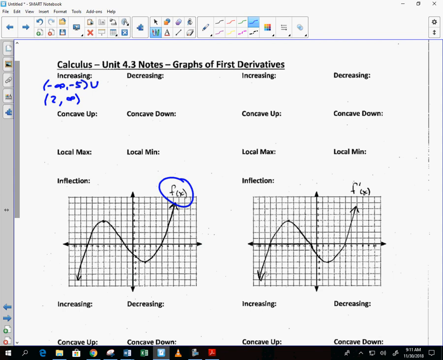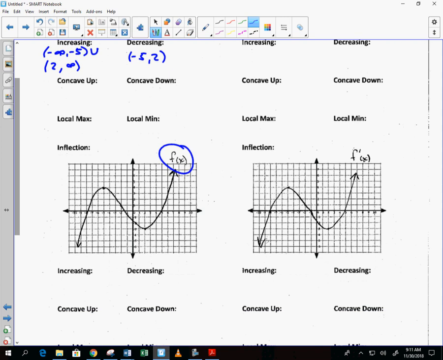Where is it decreasing? Estimate. I'm looking at f of x, not f prime. Where is it concave up? Where is it concave down? Okay, let's go -2. That's fine. To infinity. Concave down from negative infinity to -2.